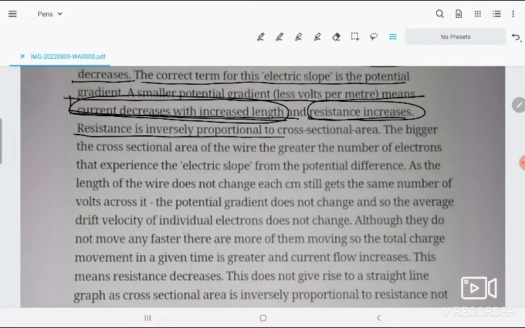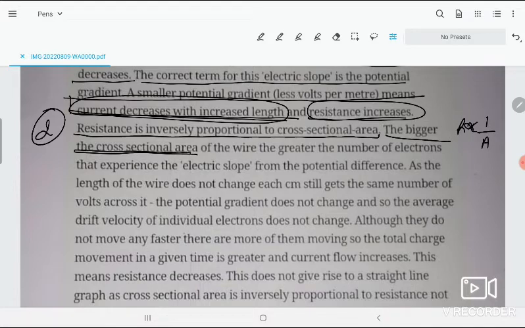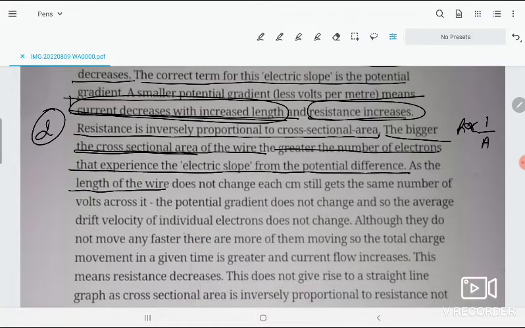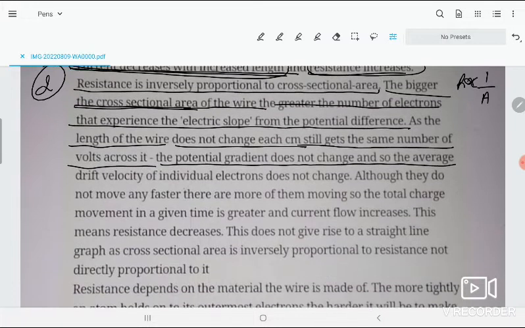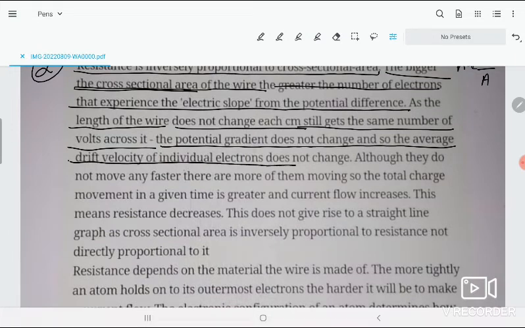Resistance is inversely proportional to the area of cross section. This is point number 2, the second factor. The bigger the cross section, the lower the resistance. Resistance is inversely proportional to what? The area of cross section. The bigger the cross-section area of the wire, the greater the number of electrons that experience the electric slope from the potential difference. As the length of the wire does not change, each centimeter still gets the same number of volts across it. The potential gradient does not change, and so the average drift velocity of an individual electron does not change.